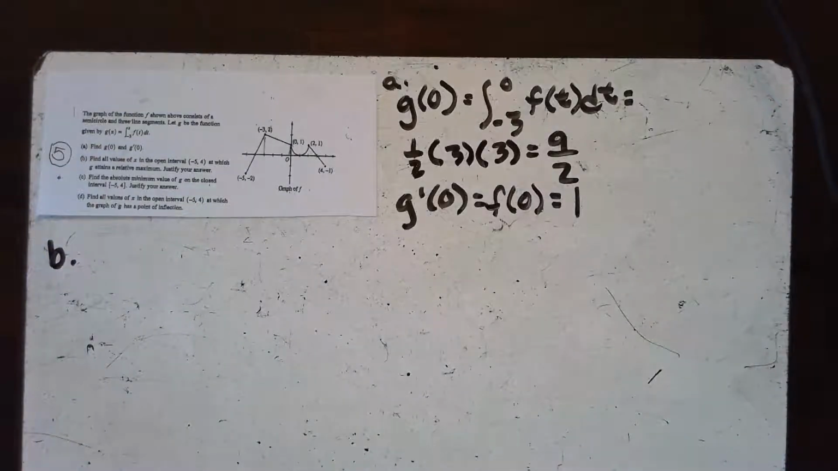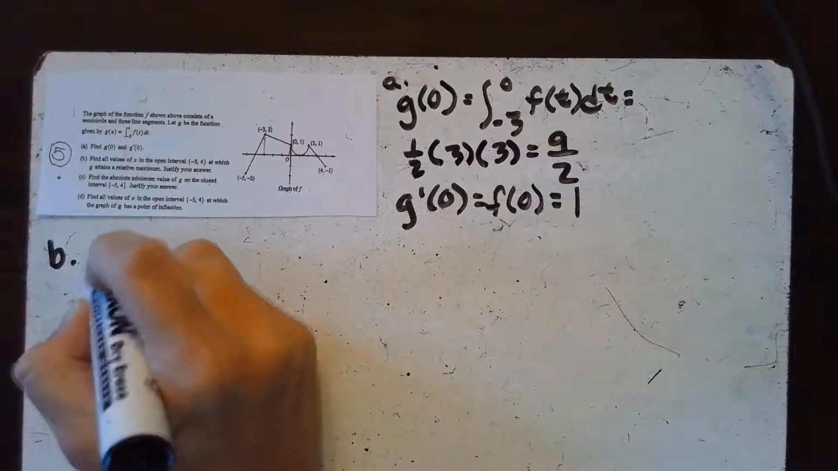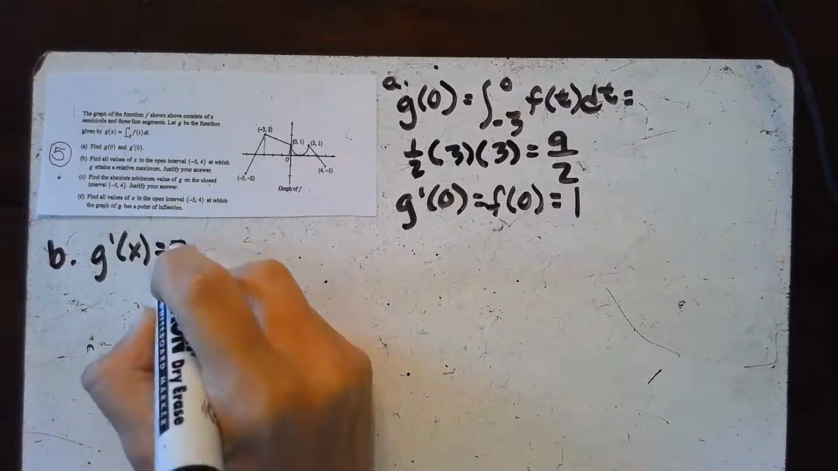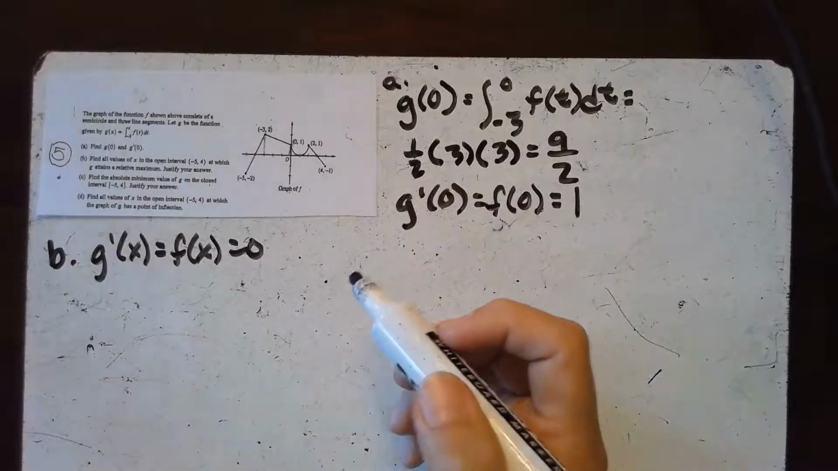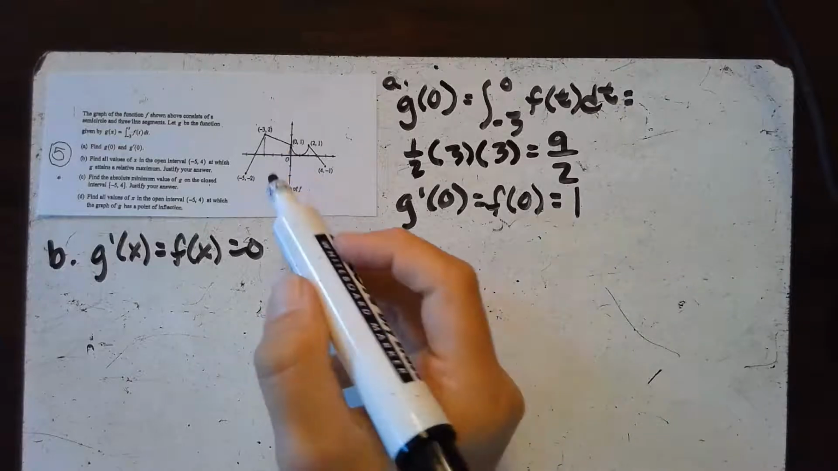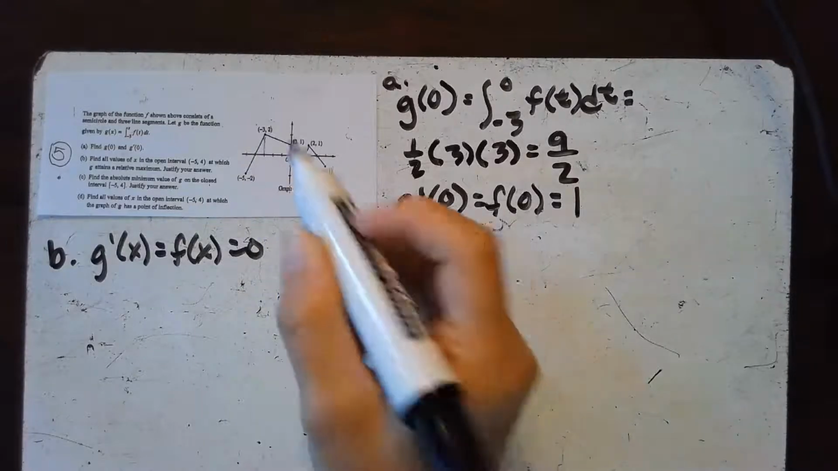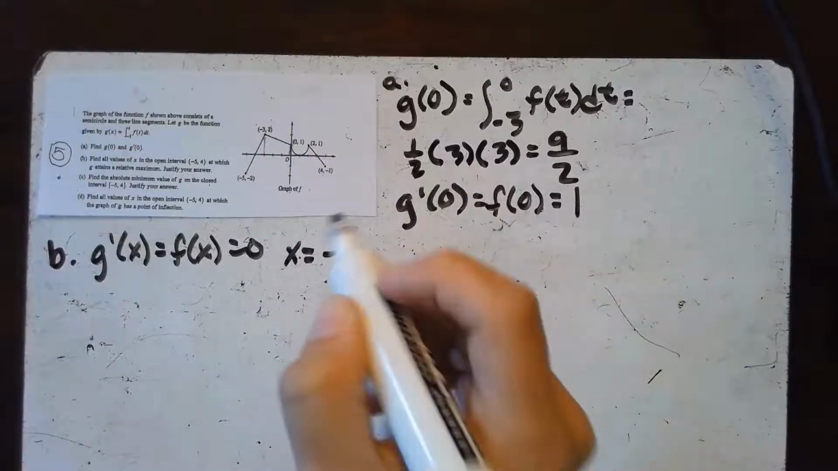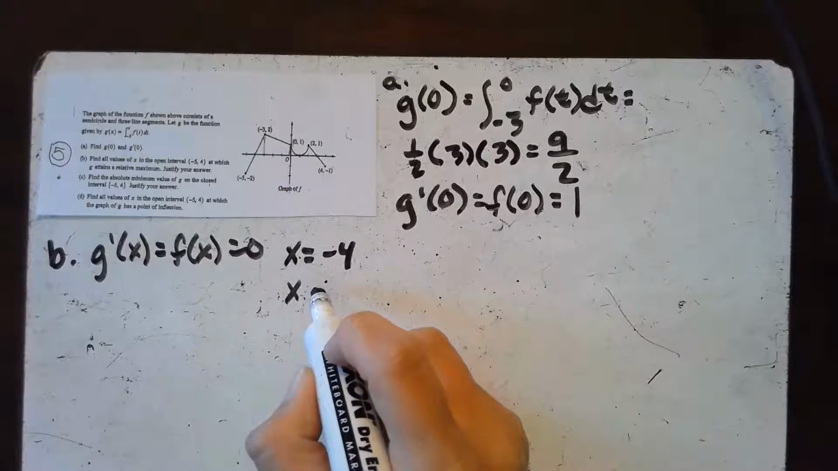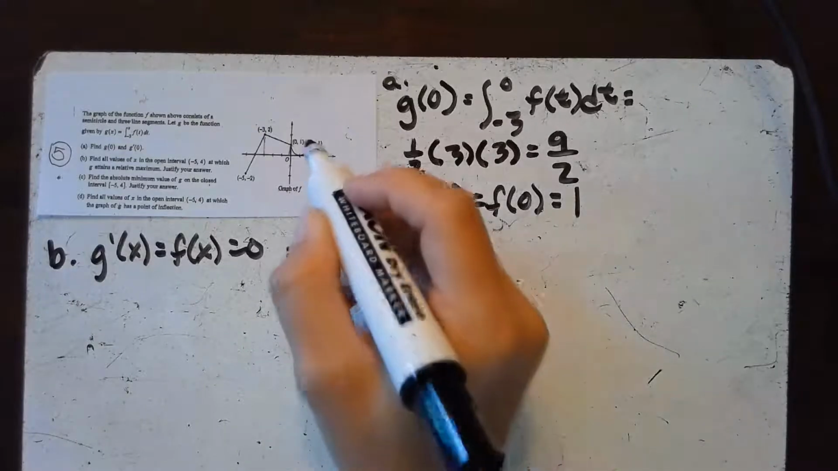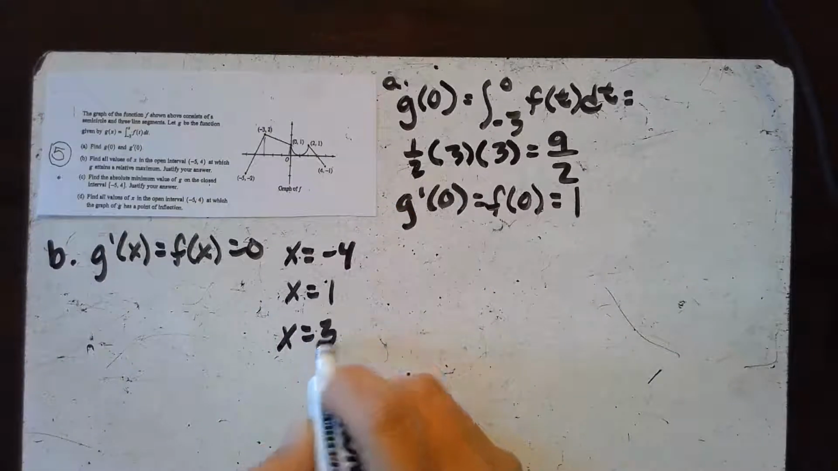Okay, moving on to B, find all the values of x in the open interval, -5 to 4, at which g attains a relative max, justifying your answer. Okay, remember, g has a relative max when g prime of x, or f of x, equals 0. Okay, well, where does f of x equal 0? Well, f of x equals 0 at x equals, let's see, that value is -4. And then this value is 1. And then the next value is at x equals 3.